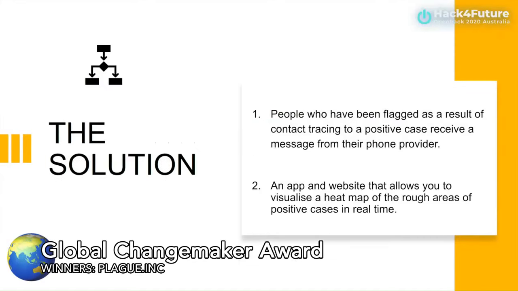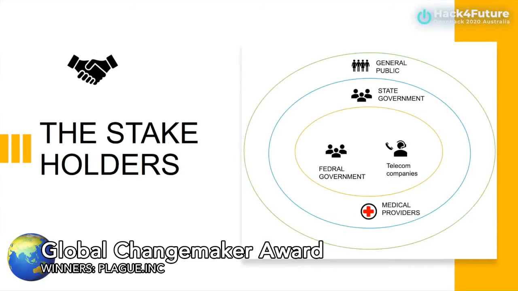Our proposed solution is a system where people who have been flagged as a result of contact tracing to a positive case can receive a message from their phone provider, and an app that allows you to visualize a heat map of the rough areas of positive cases in real time. Our main client would be the governments of the affected countries in the world, and some of the notable stakeholders are shown in the diagram.